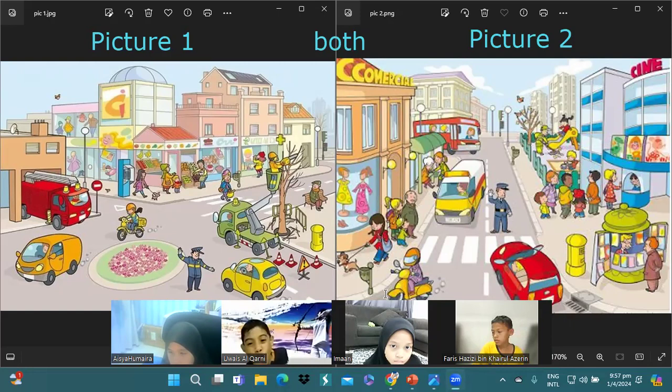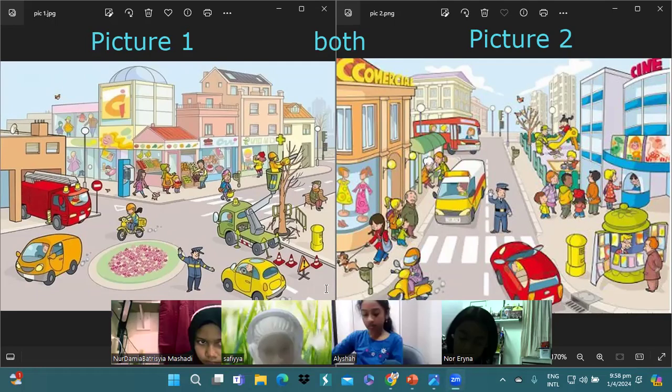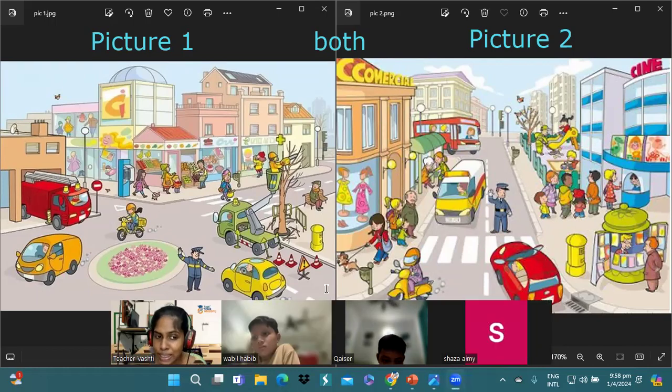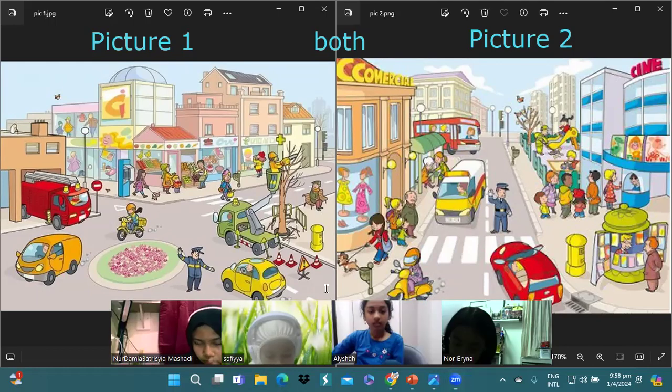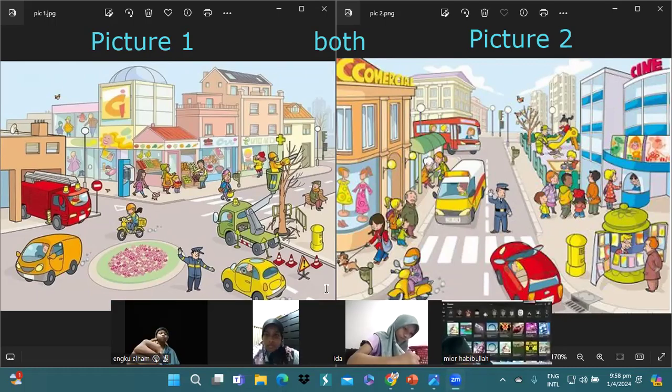Tak payah salin apa yang cikgu cakap tau. Kena tulis picture 1, picture 2 atau both. Make sure mesti kena tulis ya. Sebab cikgu akan tanya. Ask you to show me. Okay. Next one, number 5. There is a flower bed in the middle of the street. There is a flower bed in the middle of the street.